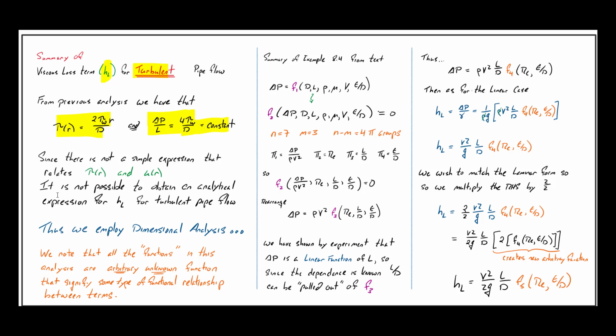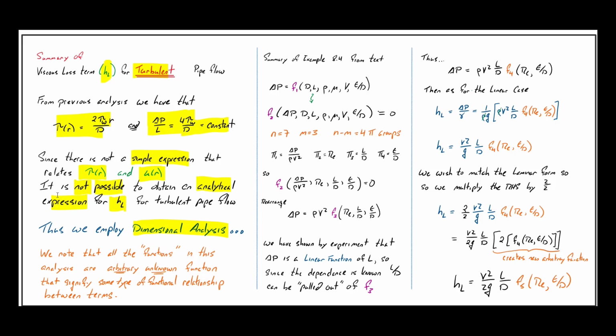But here's the issue. There's not a simple expression that relates the shear stress at any given radial position to the velocity at any given radial position, which we have for laminar flow. Since we don't have that, it's just not possible to obtain the analytical expression for HL. So what we do is we employ dimensional analysis.